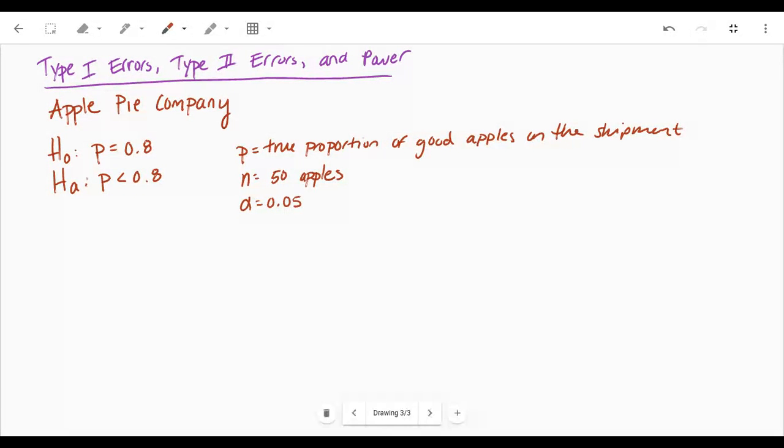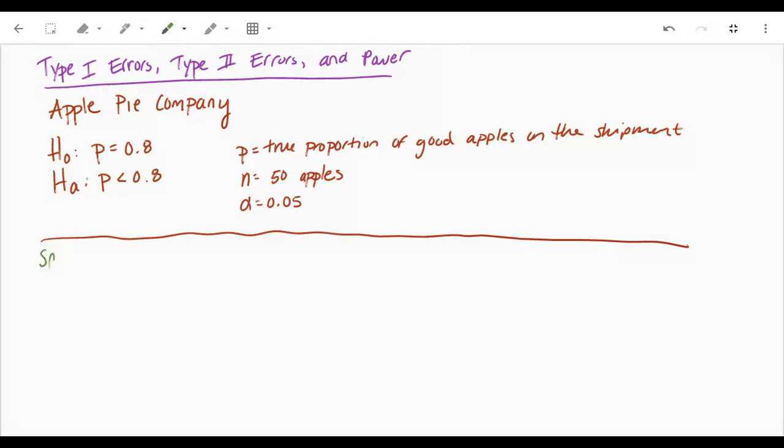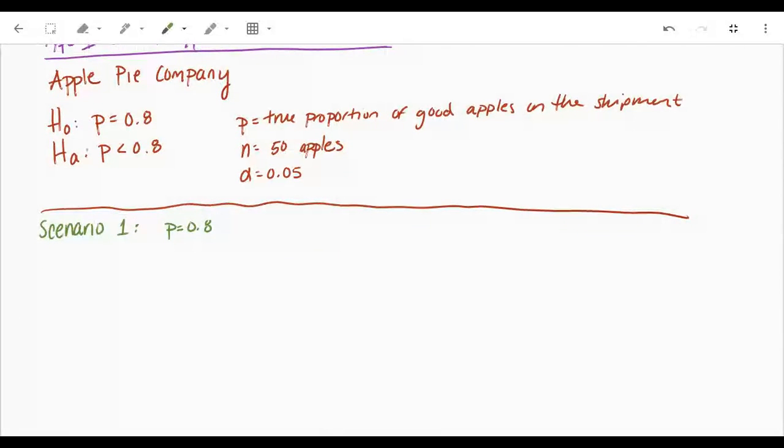Okay, so first scenario, scenario 1. Let's say P is 0.8. So the true proportion of good apples in the shipment is 80%. It's a shipment that we should definitely accept because it's within our range that we'd be okay with.